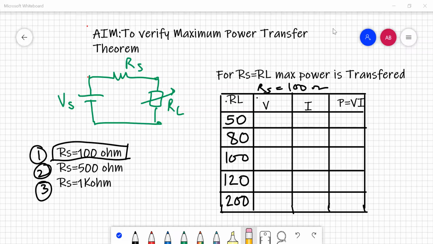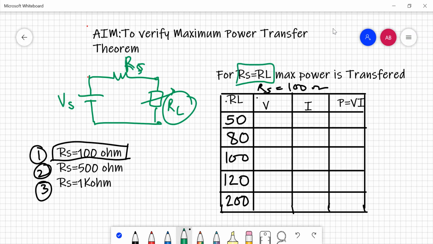Hello students. So today we are going to do the lab experiment of our circuit theory lab, because now it has gone online. So we will be performing this experiment online, and the experiment is to verify the maximum power transfer theorem. You all know that for maximum power to be transferred to your load resistance, you require your RS to be equal to RL.